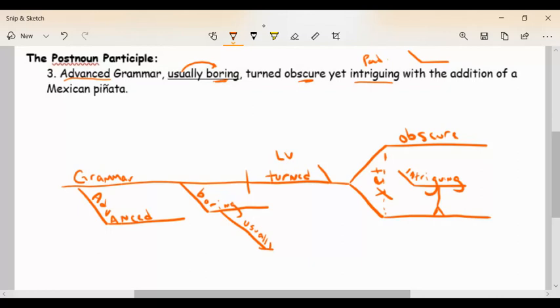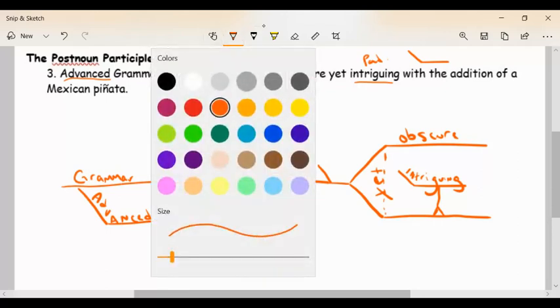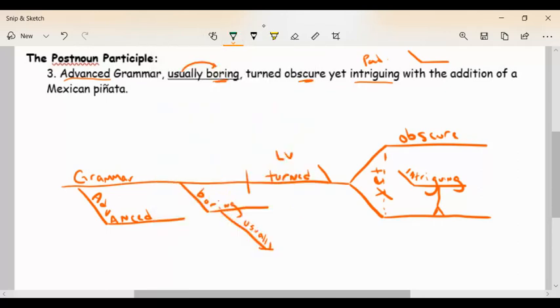You could say it turned with the addition of a Mexican pinata, or you could say it's obscure and intriguing with the addition. So if I go with turned, I'm going to build off turned. If I go off these two, obscure and intriguing, I'm going to build off the nub. I have a little more room underneath turned, so I'm going to build underneath turned, and I'm just going to get crazy and go Christmas colors on you. All right, so I'm going to come down with.